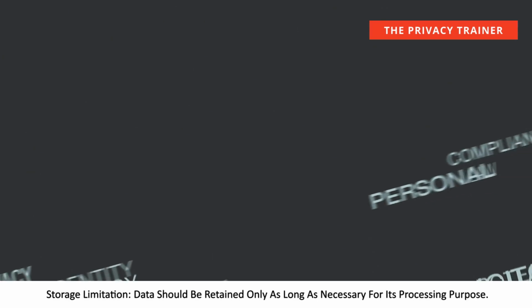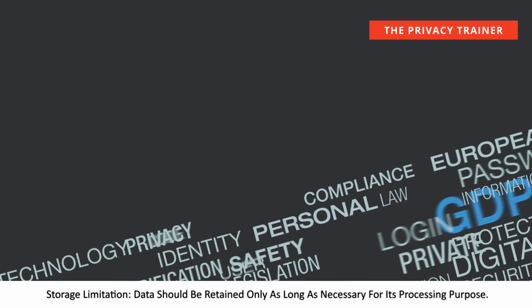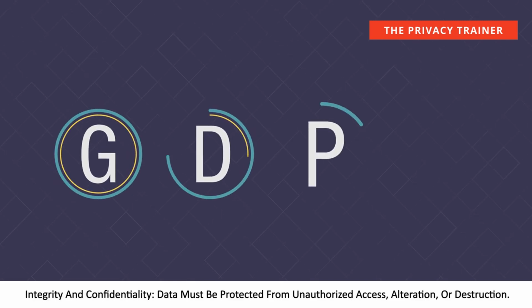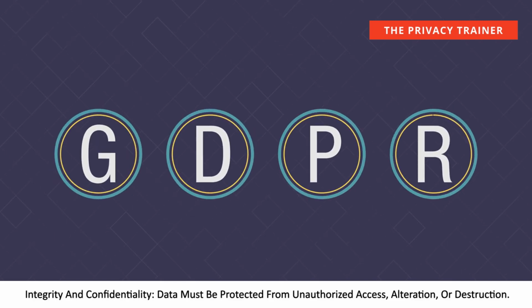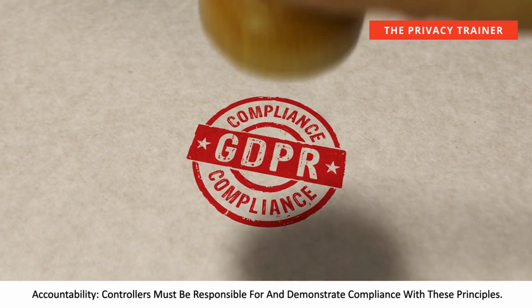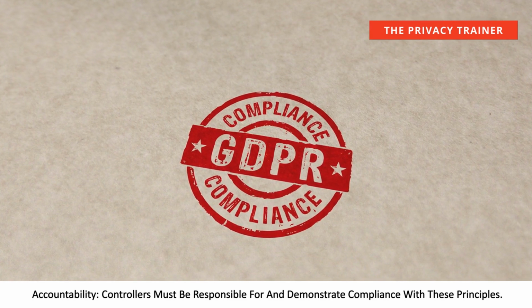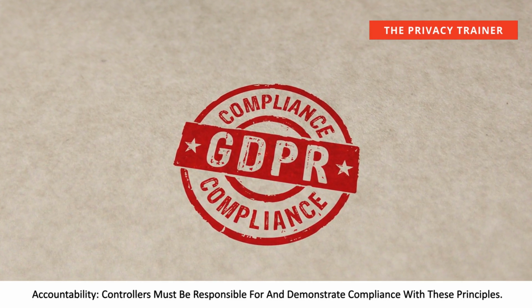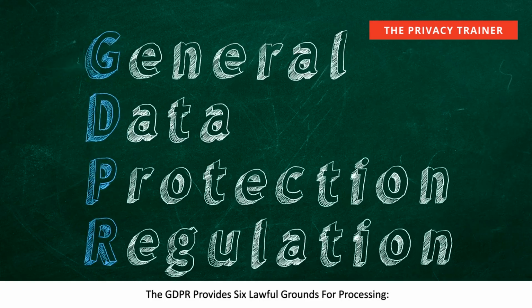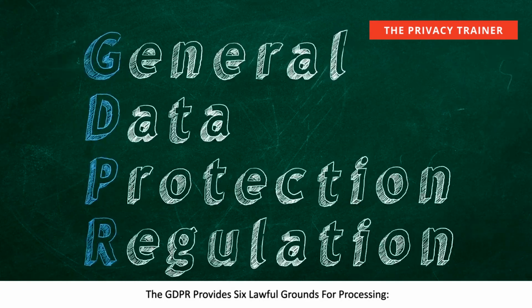Storage limitation: data should be retained only as long as necessary for its processing purpose. Integrity and confidentiality: data must be protected from unauthorized access, alteration, or destruction. Accountability: controllers must be responsible for and demonstrate compliance with these principles. Lawful processing criteria. The GDPR provides six lawful grounds for processing.